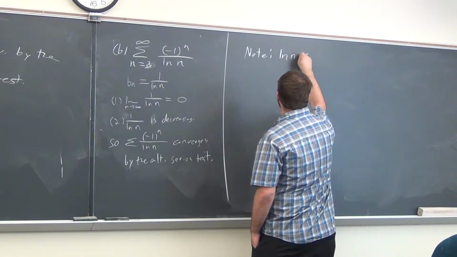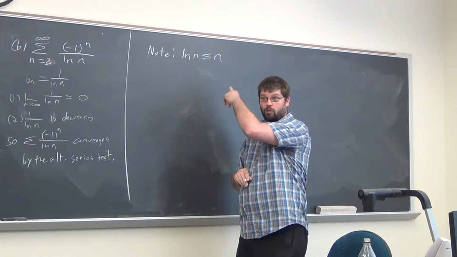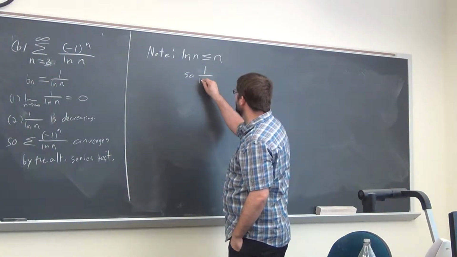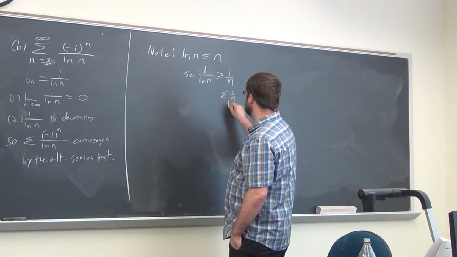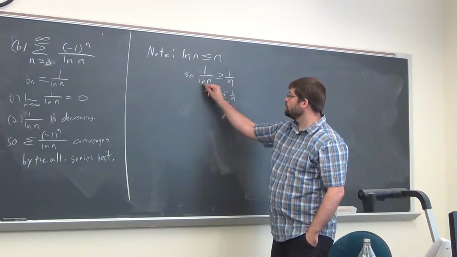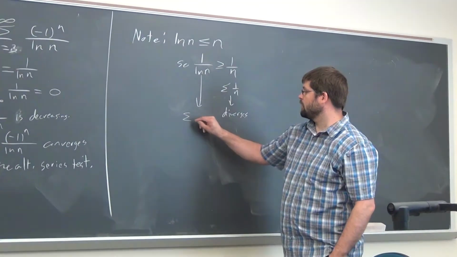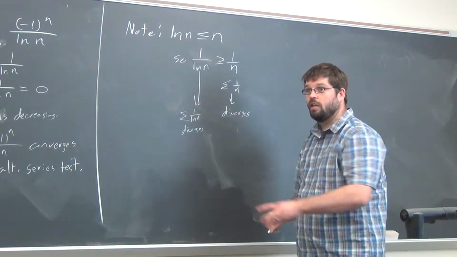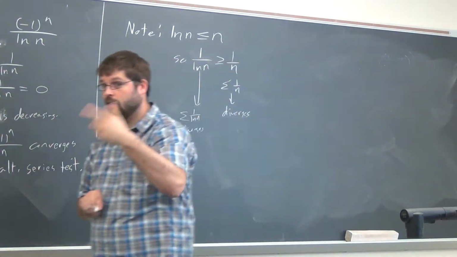Natural log of n is less than or equal to n. Right, the log function grows really slowly. It grows slower than that n function. And so 1 over natural log of n is greater than or equal to 1 over n. What is the series of 1 over n? It diverges, right? And so here's one series that diverges, and this one's bigger than it. And so the series 1 over log of n diverges. So here's another example where the series without the signs flipping diverges, but once you put that sign in, it converges.